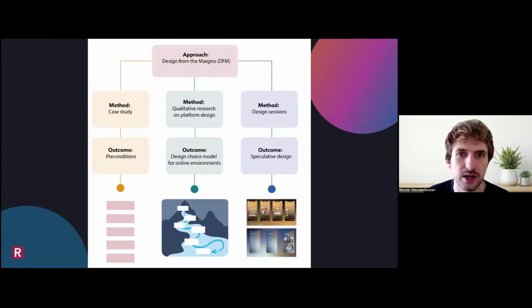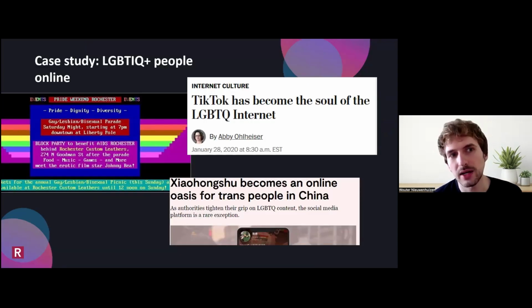And what we did in this study is we used this approach, design from the margins, to actually study both how online environments are currently working and how they could be improved. So we did a case study that I'll explain in a bit. We studied the current design choices of online environments, and we used speculative design to really imagine with each other how these spaces could be improved and how they could be designed differently. And the case study we did together with LGBTI plus people in the Netherlands.